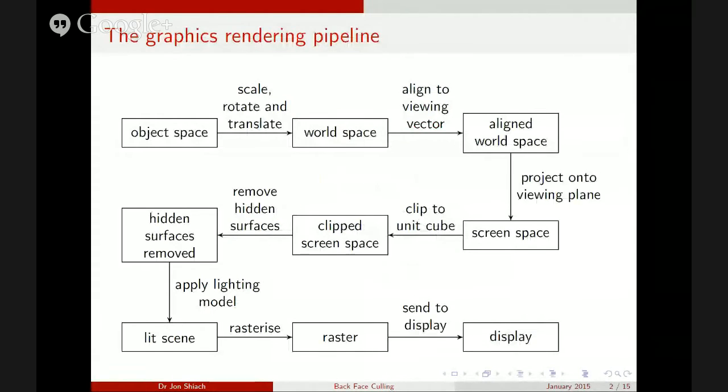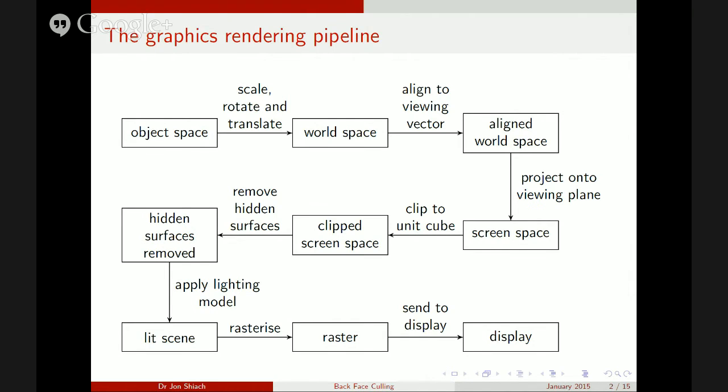Okay, so this is the graphics rendering pipeline, seen it many times. If we just have a look where we're up to, the previous work we've done this term is all about projection onto a viewing plane and then clipping to the unit cube. So that means you get the clip screen space. We've removed any polygons which are outside of the viewing area, and we've clipped polygons to the edges of the viewing area. So all we've got now is polygons which are seen by the viewer.